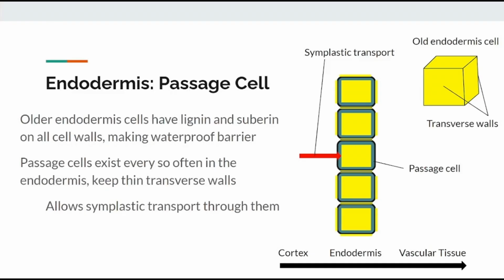Older endodermis cells may have lignin and more suberin applied to all cell wall surfaces, forming a waterproof barrier. Water and nutrients are still able to transport through the endodermis after it has become waterproof due to the existence of passage cells. Passage cells exist every so often in the endodermis and do not have suberin and lignin applied on all cell wall surfaces. They keep thin transverse walls and just have Casparian strips on radial cell walls, allowing the symplastic transport of water and nutrients into the vascular tissue.